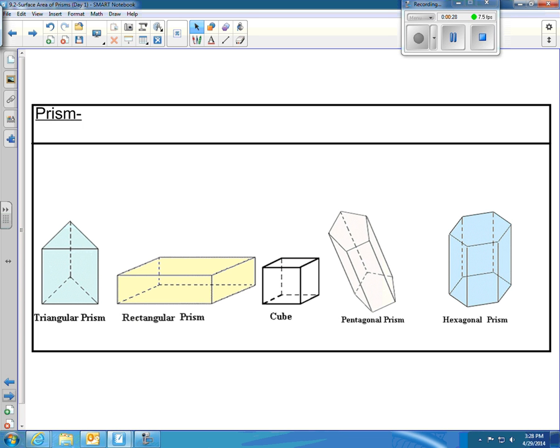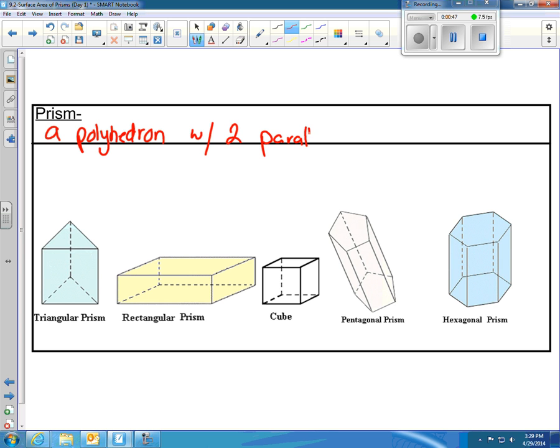Prisms, let's talk about what the definition of a prism is. It's a polyhedron, so that means it's three-dimensional, with two parallel and congruent bases, and it's named by its base. So a polyhedron with two parallel and congruent bases, and it is named by the base.